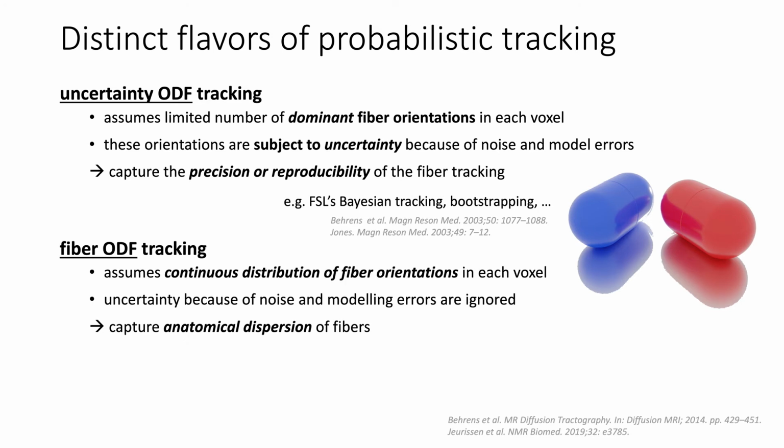The second school assumes that each voxel contains a continuous distribution of fiber orientations, also known as the fiber ODF or FODF, and ignores the effects of noise and modeling errors. So by drawing random samples from the FODF, this approach is trying to capture the anatomical dispersion of the fibers. A notable example of this approach is MRtrix's probabilistic FODF tracking.